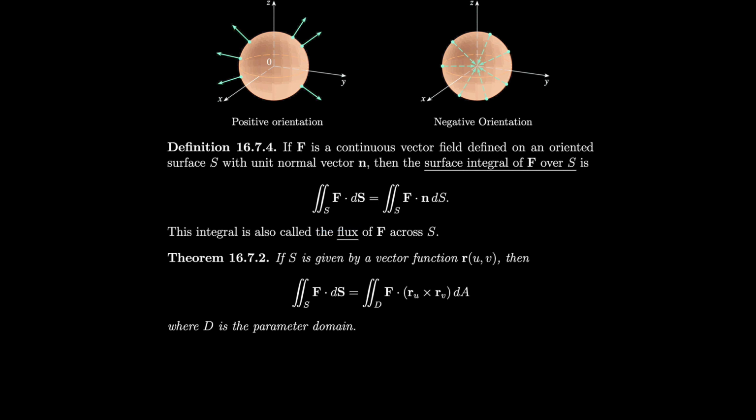So if S is given by a vector function r of u, v, then we have our surface integral F dot dS equal to the double integral over D of F dotted with r_u cross r_v dA, where D is the parameter domain. So let's prove that real quick.